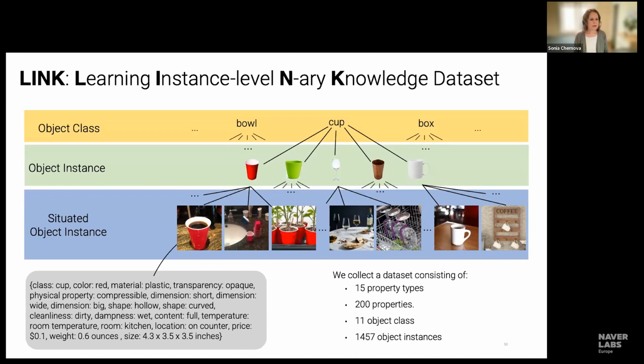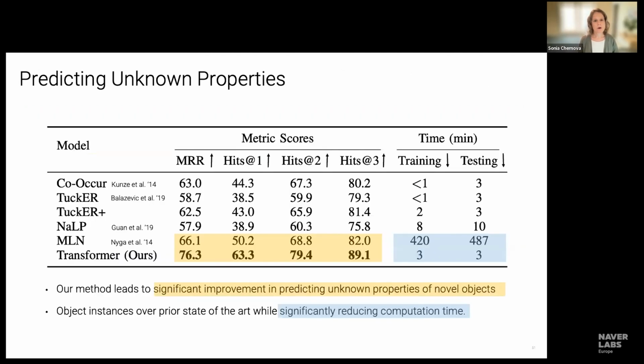And I guess this slide is slightly out of order. I should have mentioned it earlier, but the data set we created is called LINK, Learning Instance Level Knowledge Data Set. In total, it's 15 property types, 200 properties. Property types is like location, and properties are kitchen, bathroom, living room, and so on. Or material is a type, and wood, ceramic, and so on are properties. 11 object classes, over almost 1,500 object instances. And so it's a significant data set to go off of.